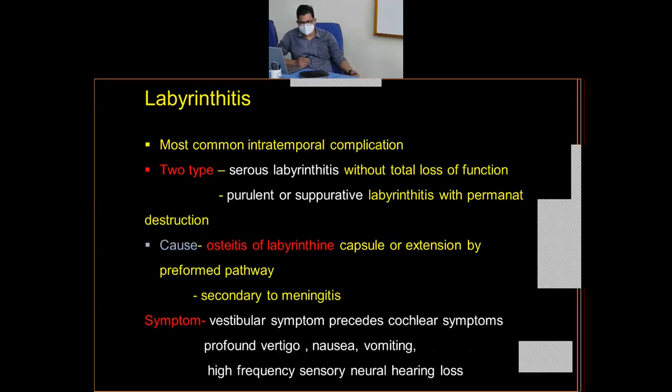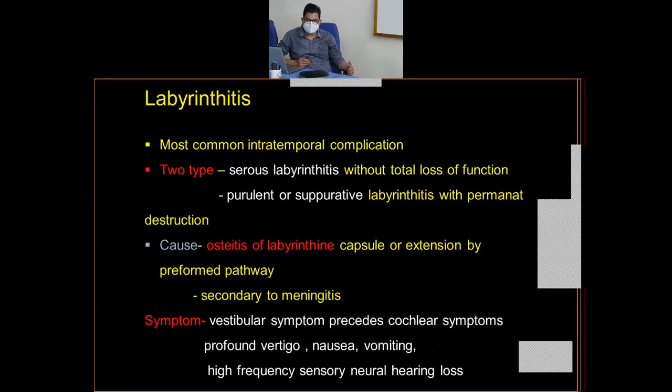Preformed pathway, I already told, the oval window and round window are the preformed pathway. So any infection from the middle ear will go to the inner ear easily. The bony capsule of the inner ear we call the labyrinthine capsule, so any infection can spread to that area. Suppurative labyrinthitis mainly may be due to secondary meningitis. It's not due to CSOM.